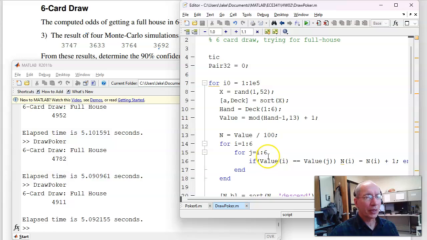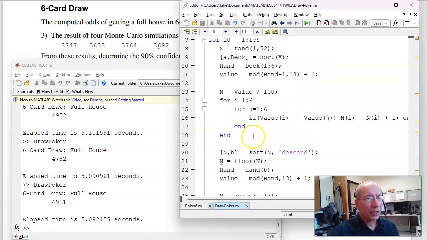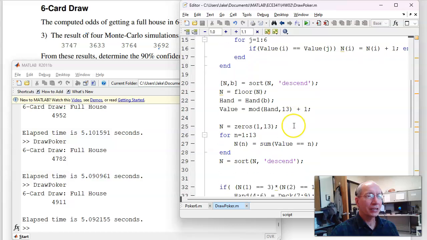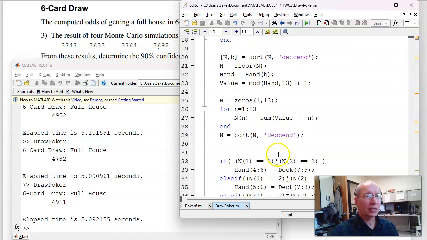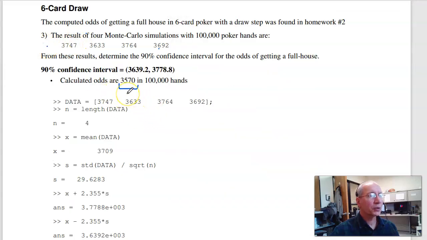So, checking my program, I forgot to sort the data afterwards. So, trying it again. I'm dealt 6 cards, determine what my hand is, throw out the cards that don't match, draw a new hand. And when I do that, I get a full house 4952, 4782, 4911, so on. Calculations give 3570.